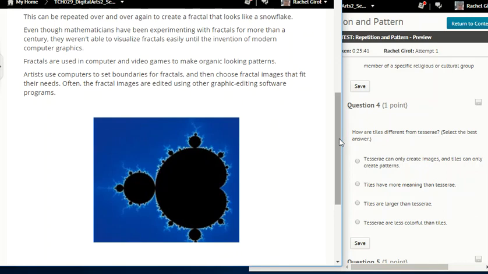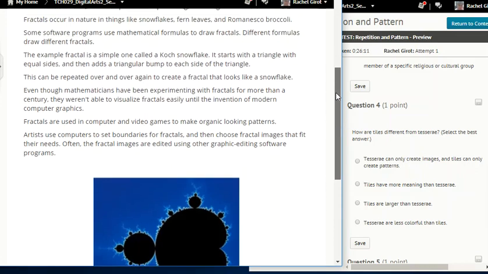Even though mathematicians have been experimenting with fractals for more than a century, they weren't able to visualize fractals easily until the invention of modern computer graphics. Fractals are used in computer and video games to make organic-looking patterns. Artists use computers to set boundaries for fractals and then choose fractal images that fit their needs. Often, the fractal images are edited using other graphic editing software programs.